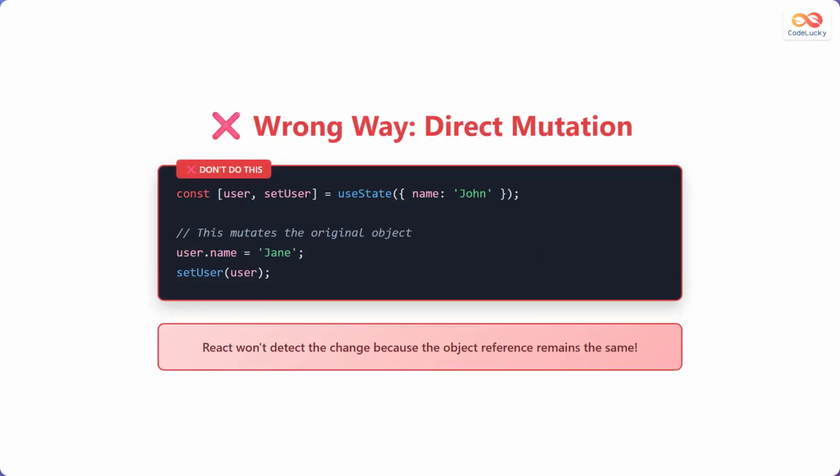Here's an example of how not to update state. We have a user object in state with a name property initialized to John. Directly mutating the user.name property like this is incorrect. And then calling setUser with the same object, this is mutating the original object. React won't detect the change because the object reference remains the same. So do not do this.